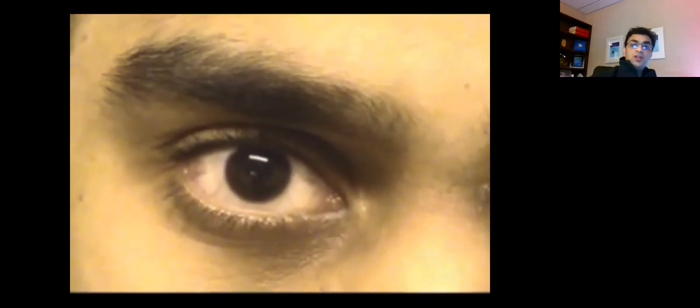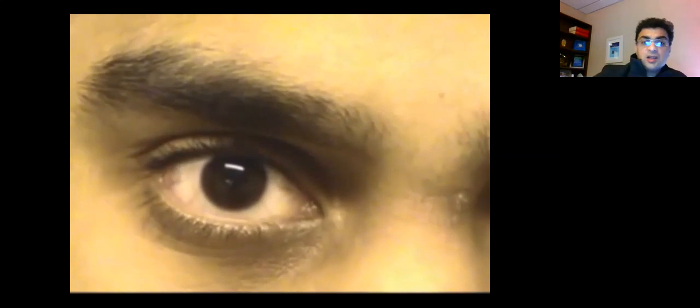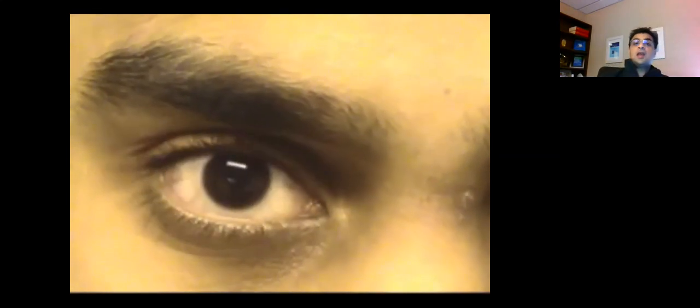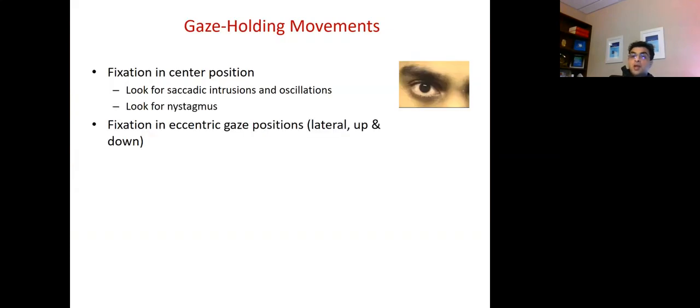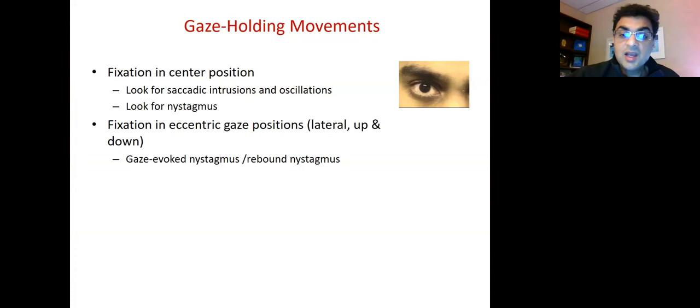Then you want to look for the nystagmus. We will have lots of videos for nystagmus, so we'll get to that. And as you are looking at the nystagmus, you want to look at the gaze, which is at the center, and then you want to ask people to move the gaze to the right or to the left or up or down, and focus on the targets in each of these eccentricities, and look at certain forms of nystagmus.